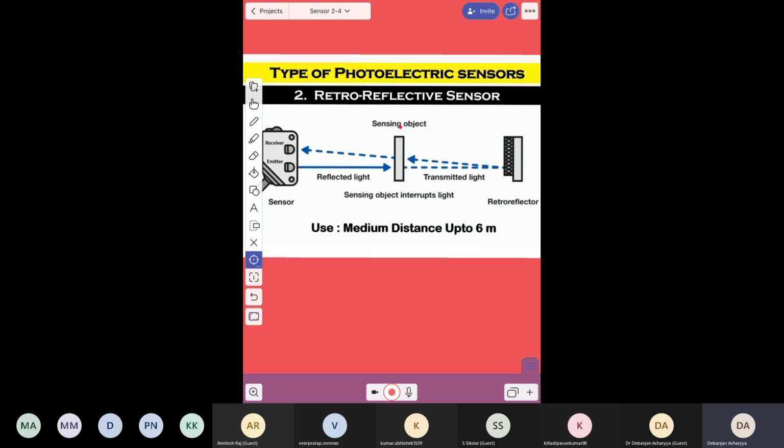Now if there is an object, the light coming from the retroreflector is very low, lesser than when there is no object. So by calibrating these things you can detect there is an object in this line. This kind of retroreflective based sensor can be used for distance up to 6 meters.